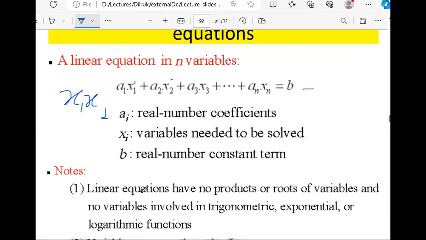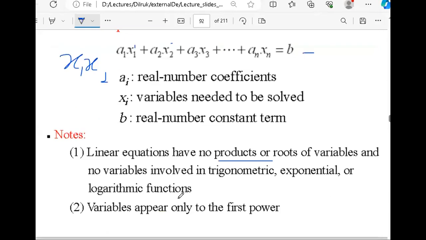A linear equation doesn't have products of unknowns, or involve trigonometric or exponential functions. Those are not linear terms. You can express these as a Taylor expansion, so you know that it is a power series. In a power series, you have x1 cubed, x squared, x2.